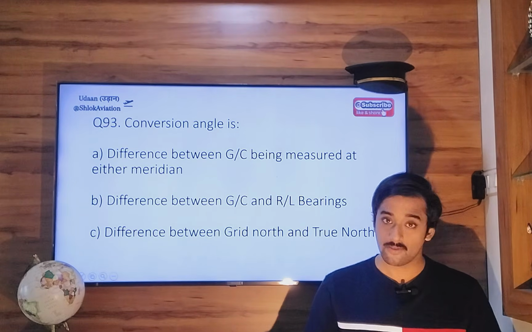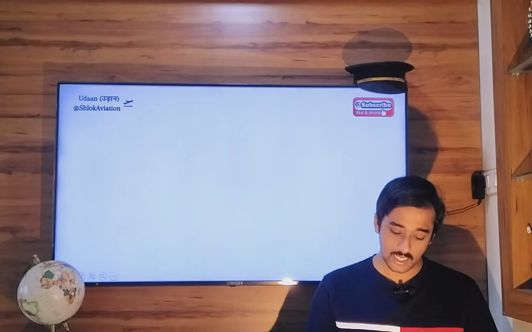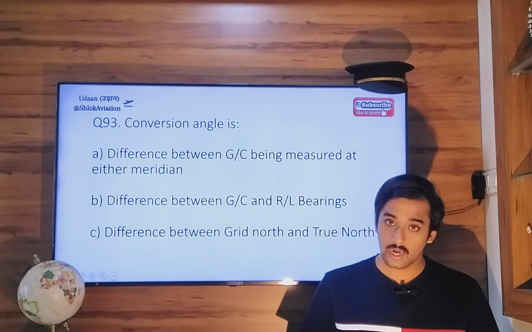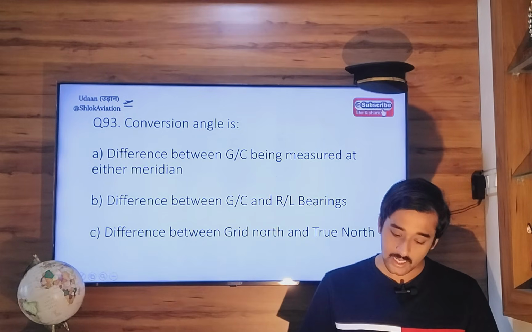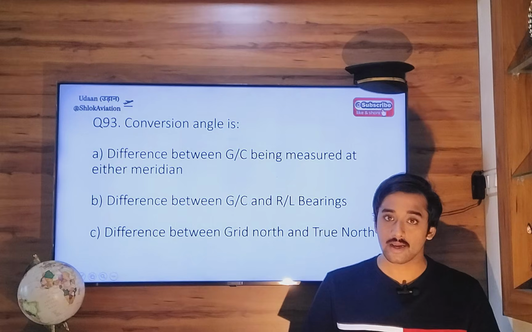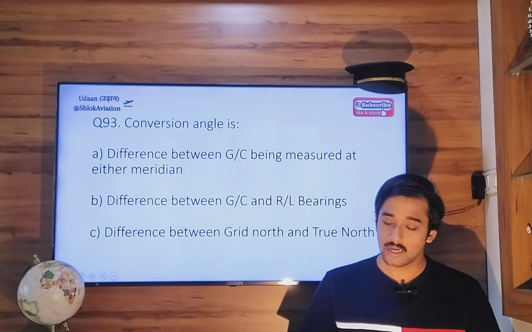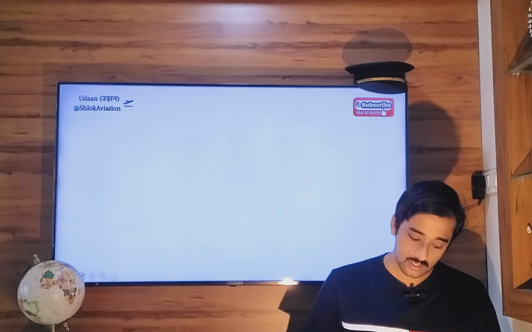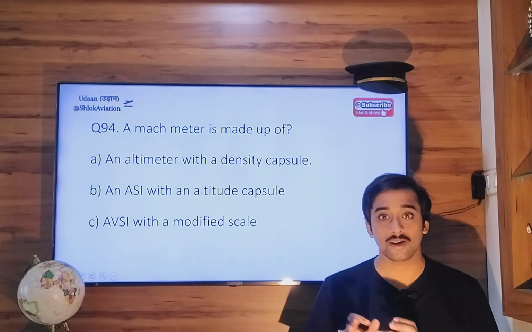Conversion angle is the difference between great circle and rhumb line, not the difference between grid north and true north. So conversion angle is the angle between great circle and rhumb line. So option bravo. By definition, conversion angle is half of convergency.